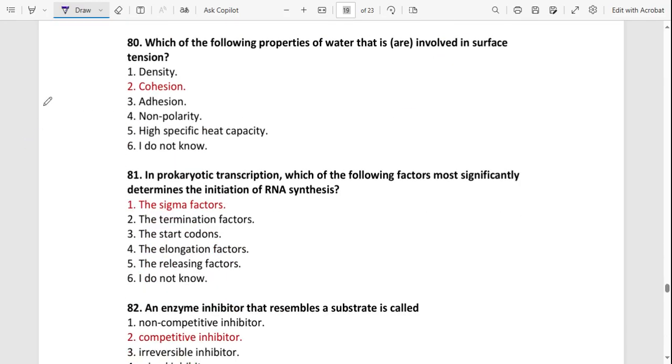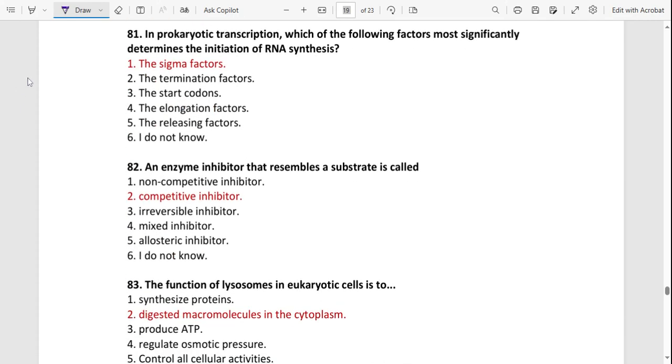Which of the following properties of water is or are involved in surface tension? It is cohesion. We already explained this earlier when we were talking about that other question which had an insect.